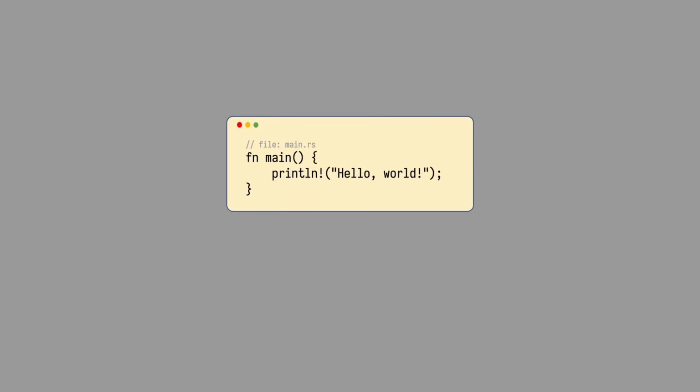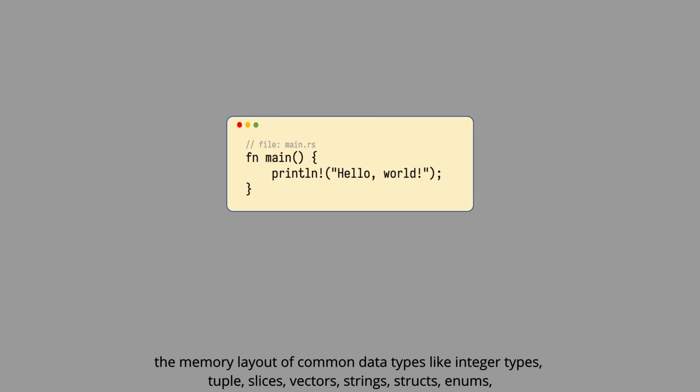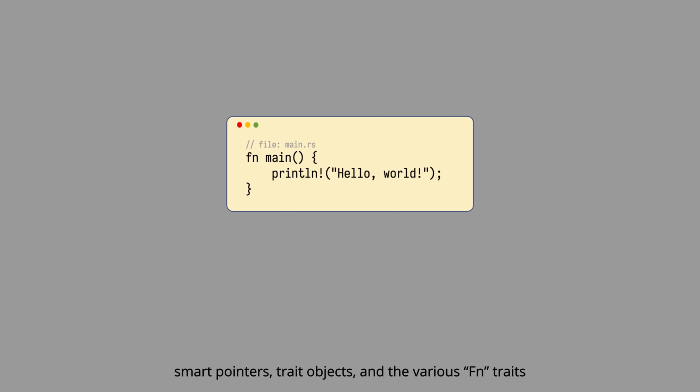with compiler errors. In this video, we will be discussing what happens when an operating system executes your binary, the memory layout of common data types like integer types, tuples, slices, vectors, strings, structs, enums, smart pointers, trait objects, and the various Fn traits.